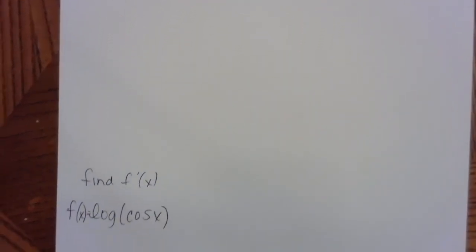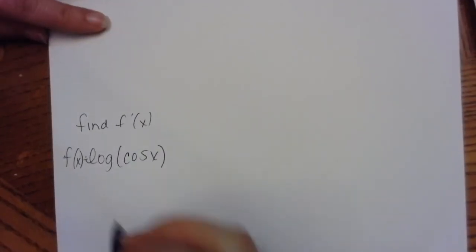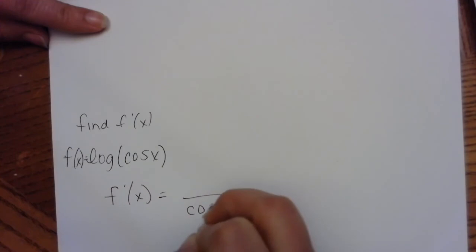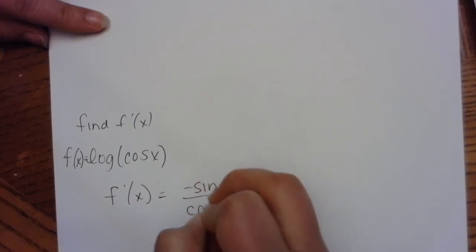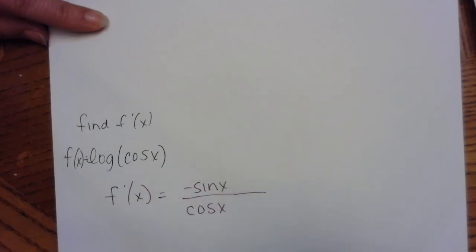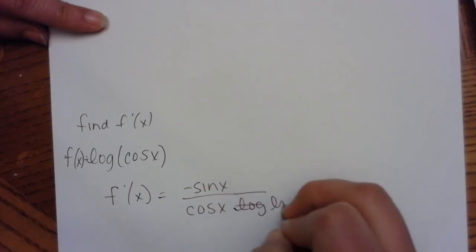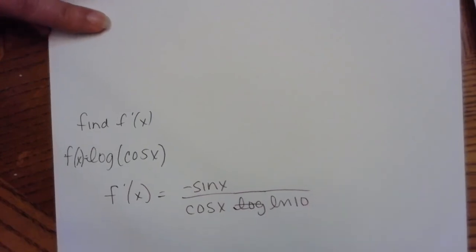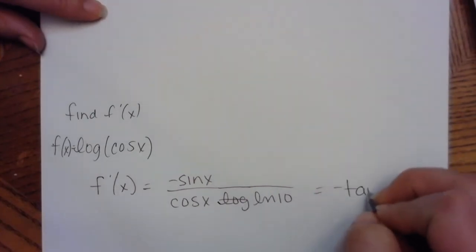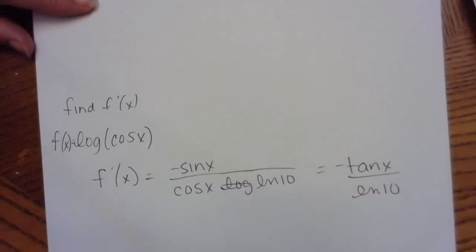Okay, so let's try another one. We have f of x equals the log of cosine of x. So initially I'm just going to treat it like it's ln, so I know that it's going to be a cosine in the bottom, right, and a negative sine on top because that's the derivative, and then times, now this is log with nothing said, so we're going to assume it's base 10, so this also has, oops, I wrote log instead of ln of 10. And there's my derivative. So I could technically call it, if I really wanted to, negative tangent of x over the natural log of 10. It's perfectly fine the way it is, though.